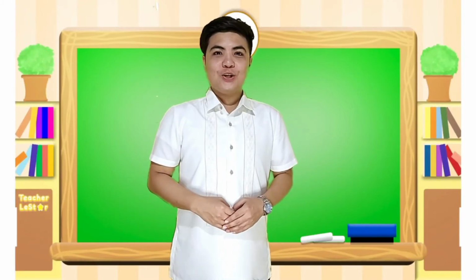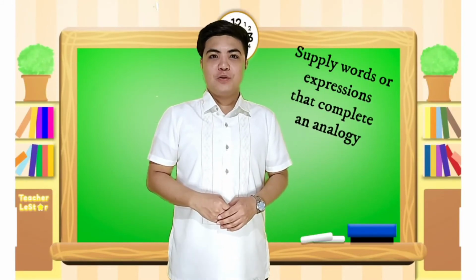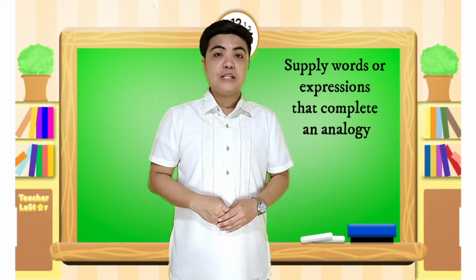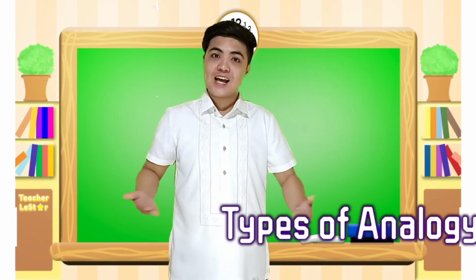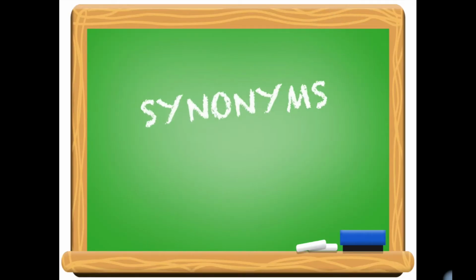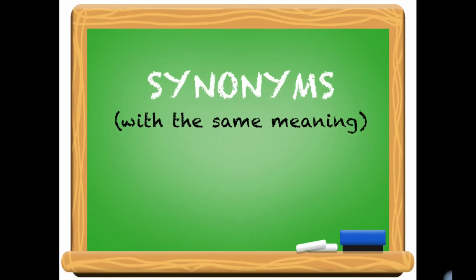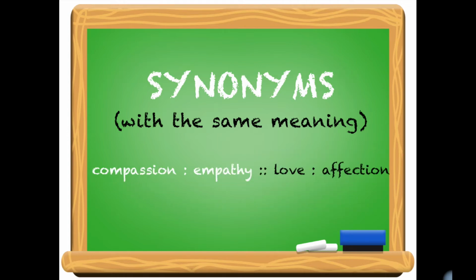One skill that you need to learn is supplying the appropriate word or expression to complete an analogy. And in doing this, you have to know its types. One of the most common types of analogy is synonyms. It uses words or phrases that have the same meaning. Compassion is to empathy as love is to affection.